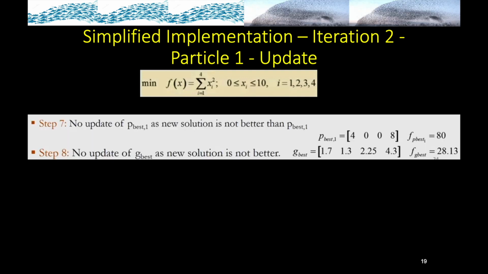So we observed that the new position is not better than the personal best, neither better than the G best, so both of them will not be updated at all, and they'll remain as they are, but we'll update the population as determined in the previous step.